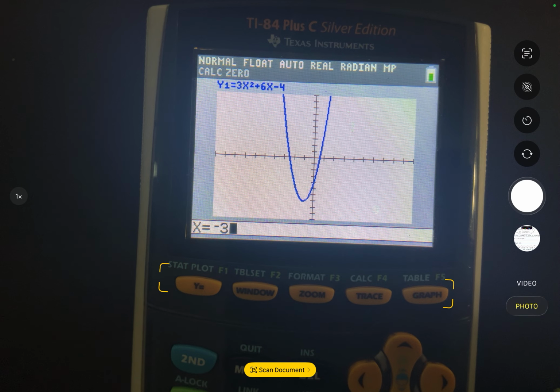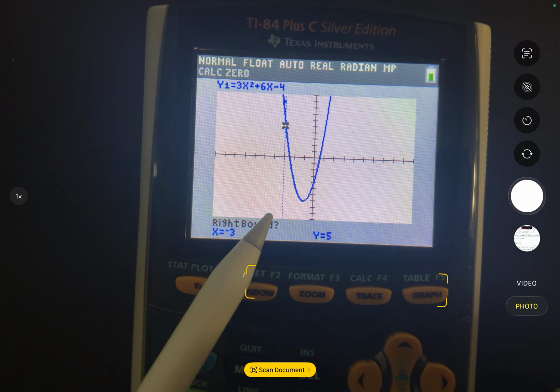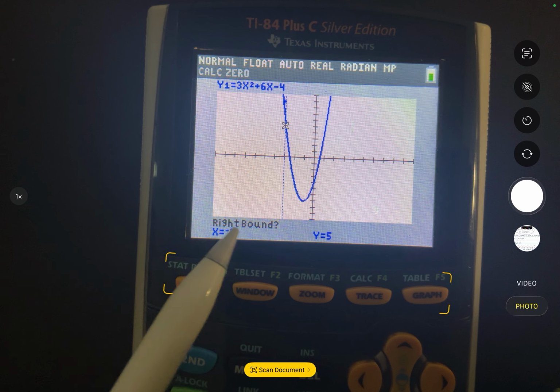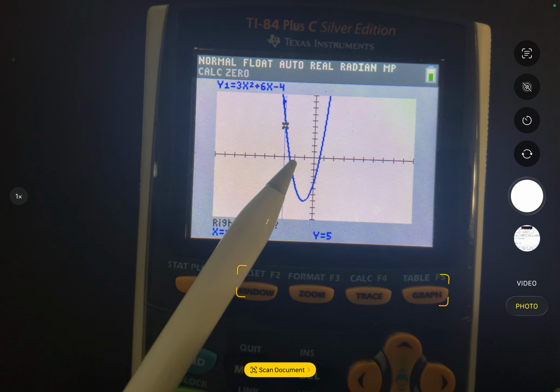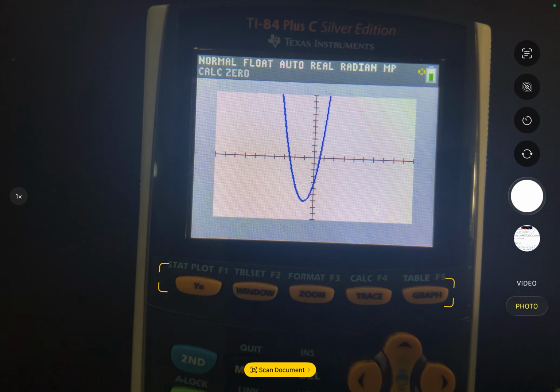And you'll notice it starts typing in at the bottom. Once you're done typing in your number, you're gonna press the enter button at the bottom right corner. And you'll notice that a dotted line is gonna pop up at -3. Then it's asking a question. Well, what's the right bound? Well, what number is to the right of this x-intercept? Well, the number to the right of this is -2. So I'll type in -2 and press enter.